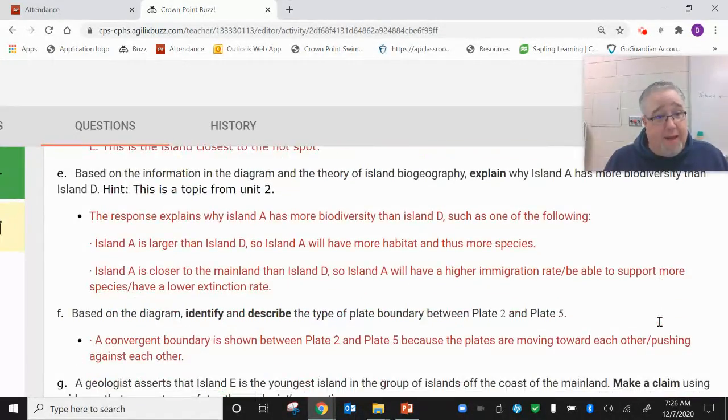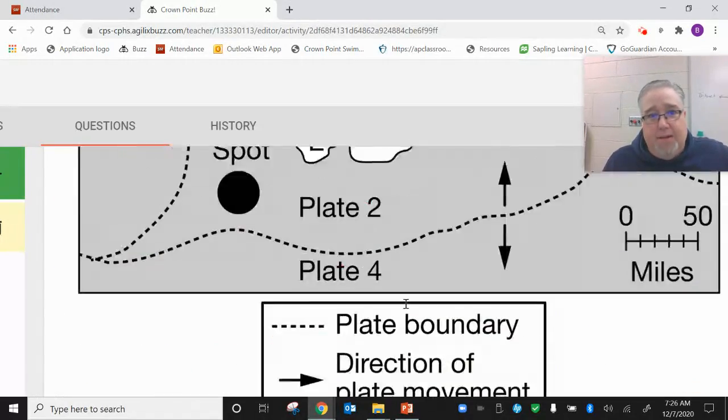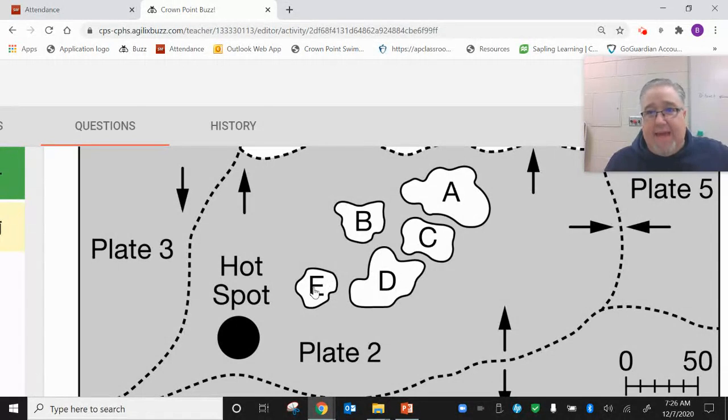And then finally, G. A geologist asserts that Island E is the youngest island in the group of islands off the coast. Make a claim using evidence that supports or refutes the geologist's assertion. So again, this is similar to one of the previous questions that was asked. What you need to basically say is that Island E is the youngest because it is the island that was most recently over the hotspot. And if you mention that, then you probably would be fine.